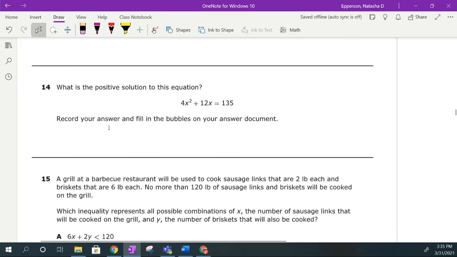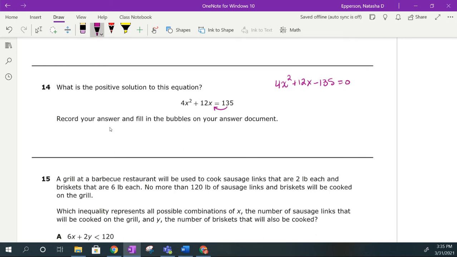Number 14, what is the positive solution to this equation? 4x squared plus 12x equals 135. Record your answer. We're going to be solving for x. So this is a quadratic equation. I need to move that 135 over to the left. So this becomes 4x squared plus 12x minus 135. And I want to set this equal to 0 to solve for x.